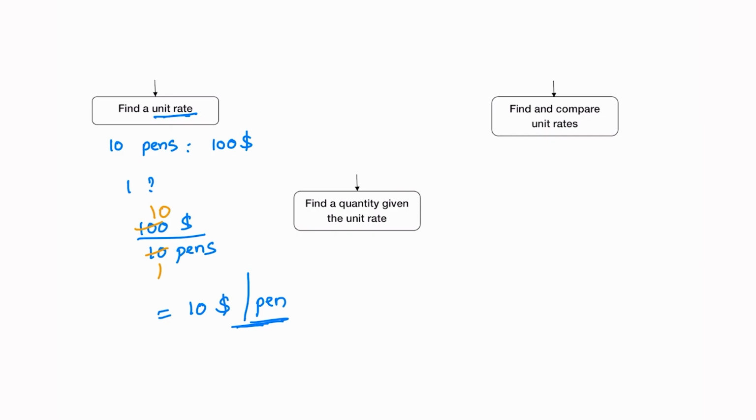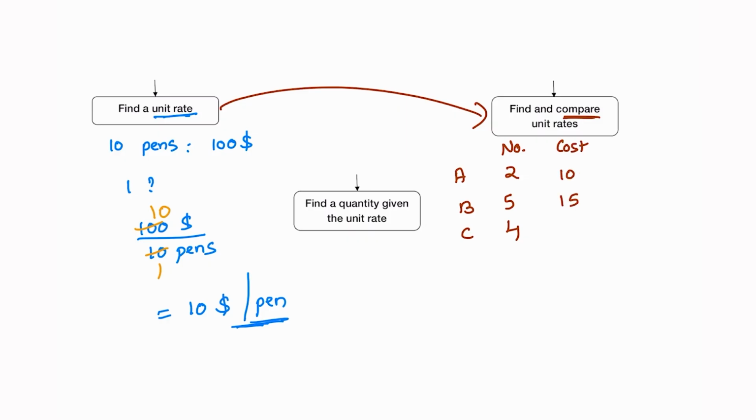Find and compare unit rates. So here it's same thing you find, but at the same time you also compare them. So let's say for example, we have different types of pens: pen A, pen B, and pen C. Let's say the number of pens 2 here, 5 here, and 4 here. And we say the cost. That's 10, that's 15, that's 12.